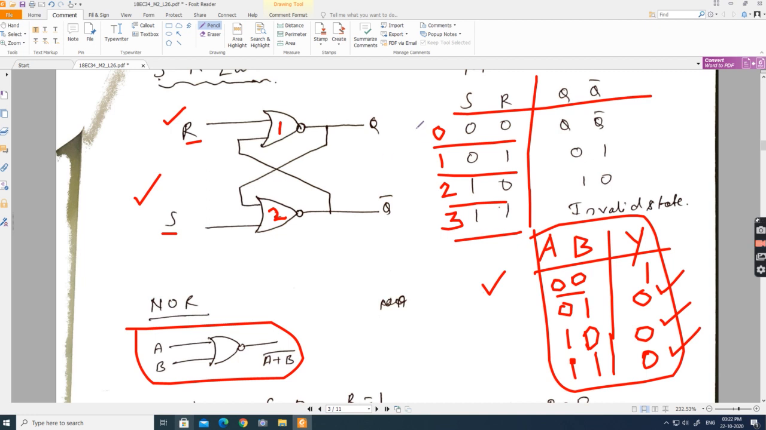So I will rule out the first condition as a starting condition for analysis. Instead, I'll start the analysis with case 1, always. Understanding? Yes, sir. So shall we consider it? Yes, sir. So I will take that condition. What is case 1? S is 0, R is 1.